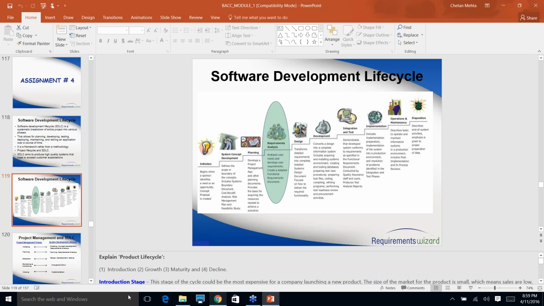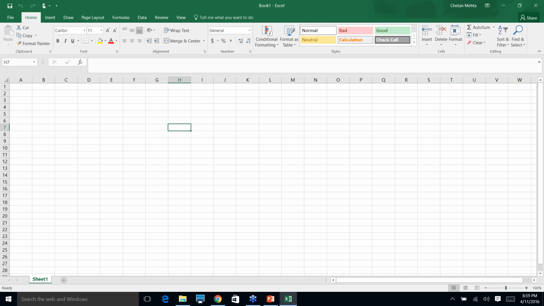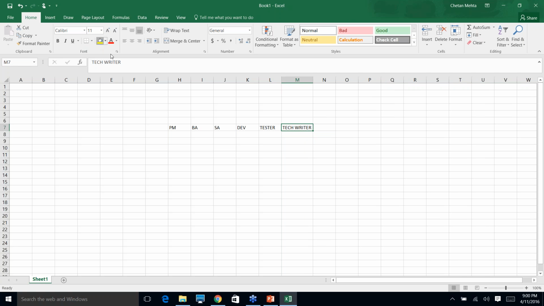So if I open this just to give you an idea. So PM, BA, business analyst, solution architect, developer, tester, right? And you may have some more roles like a technical writer. Now this role is not in all the projects. But these will be in all the projects: PM, BA, solution architect, developer, and tester. These 5 roles will be in any given project.